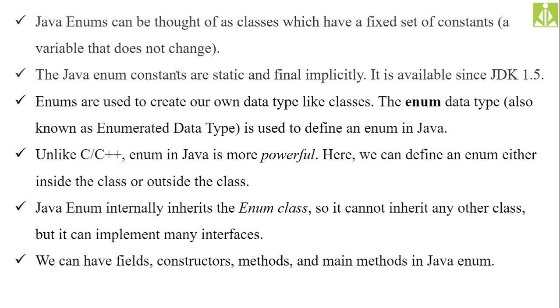So yeah, enum can be thought of as classes which have a fixed set of constants. Okay, when you are creating the enumerator name, it can be a class and it can have only constant fields. We are not going to have any methods. Of course we can keep methods, that we will see afterwards. So it is a class with only constants, we can say, a fixed set of constants. Okay, enum constants are static and final implicitly.